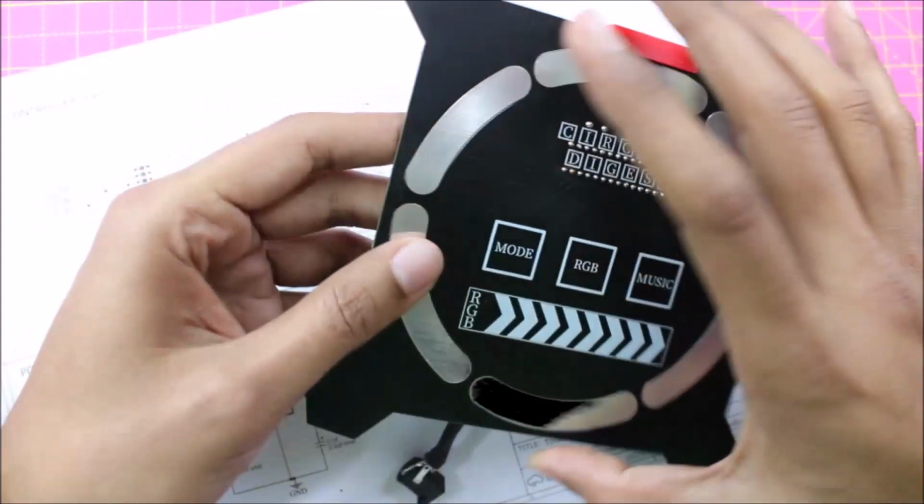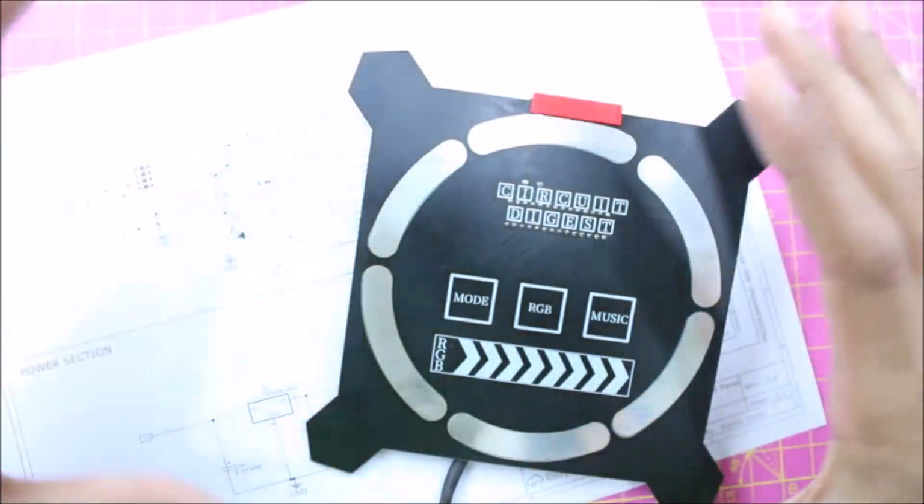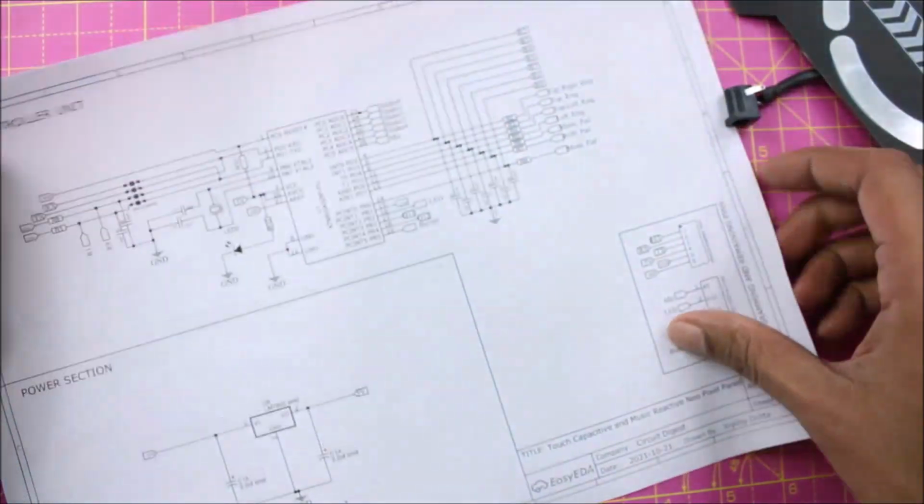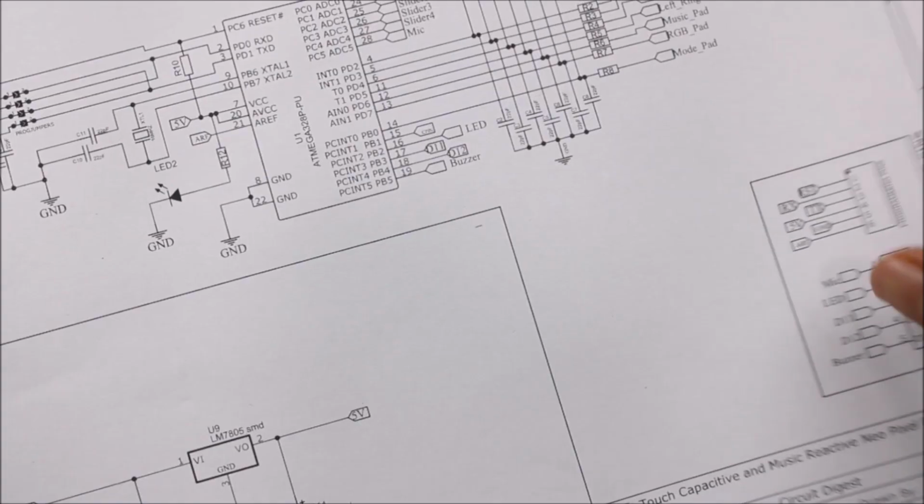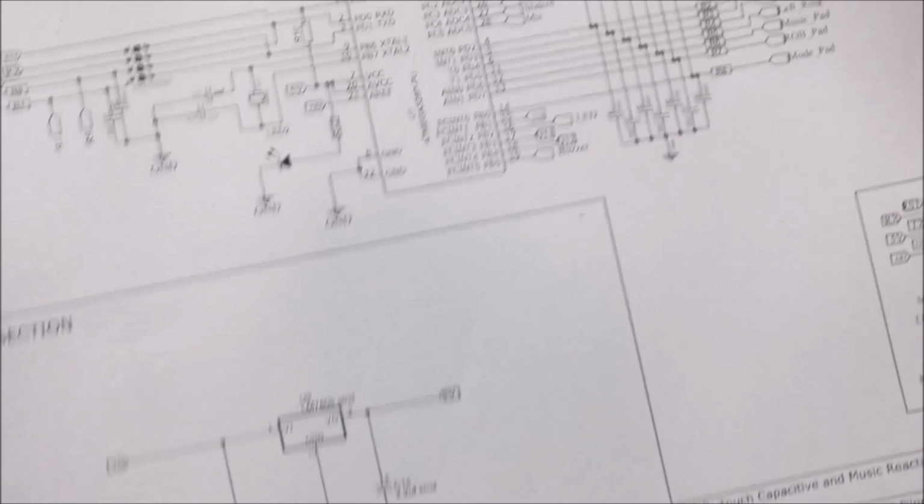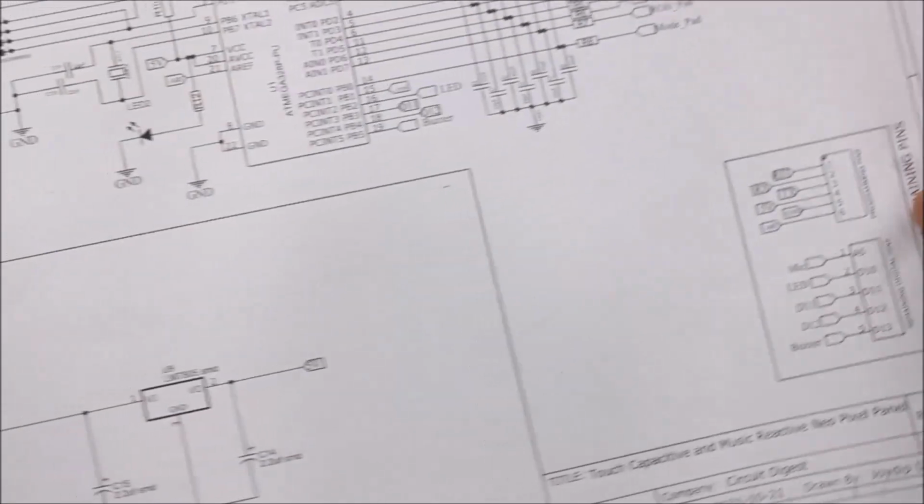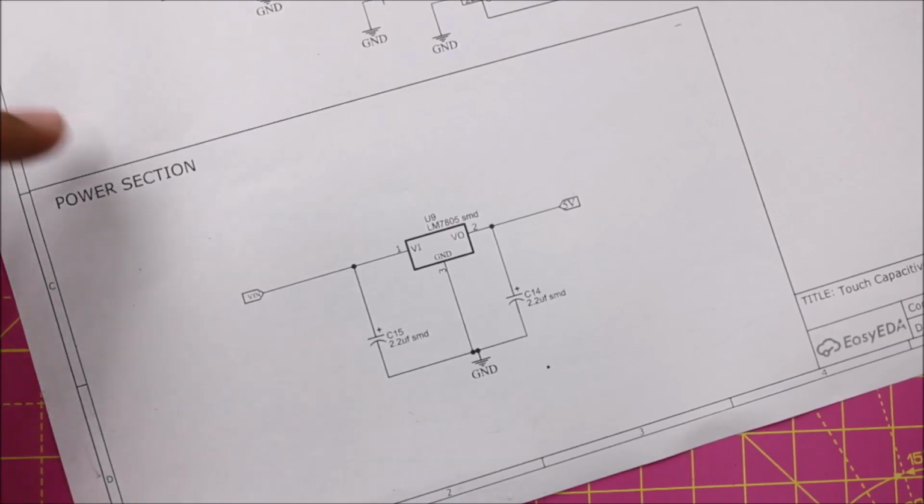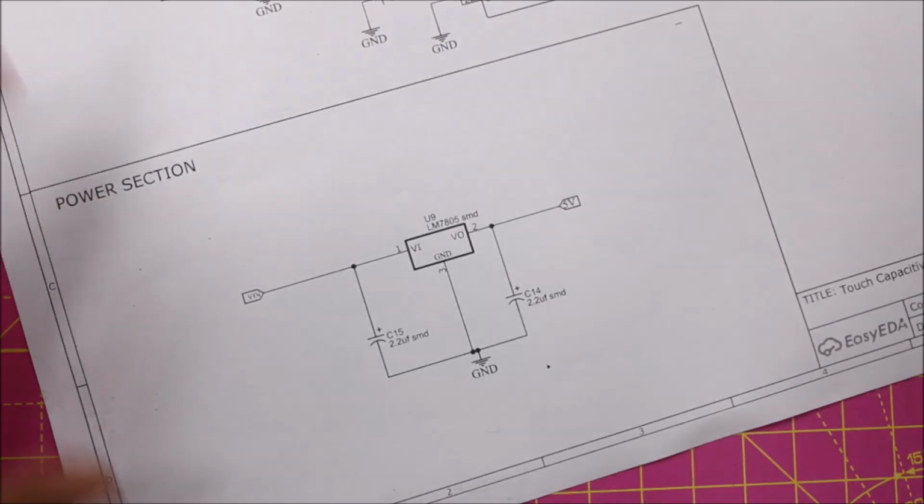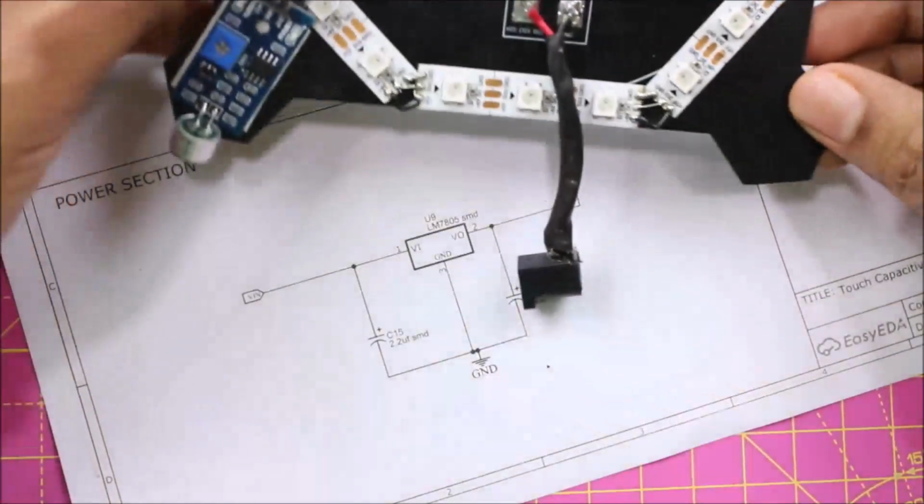To give you a better idea of how all of these things are connected, let's take a quick look at the circuit diagram over here. Let me just zoom in to make sure everything is clearly visible. Okay, now we have the complete circuit diagram over here. The circuit diagram is split into 3 sections for better understanding. The first one is the power section, and we have the power section over here on our PCB board.